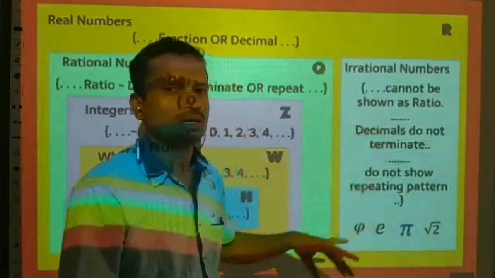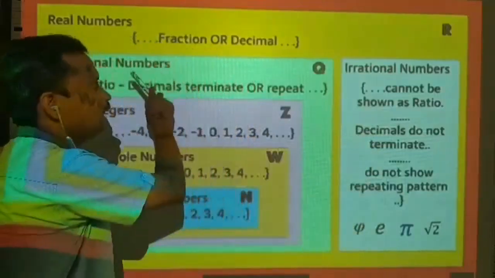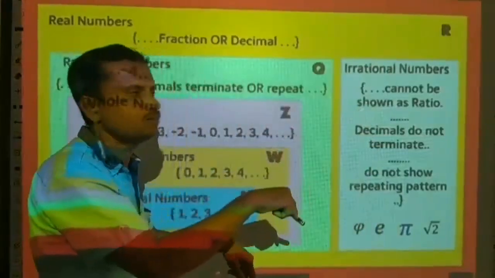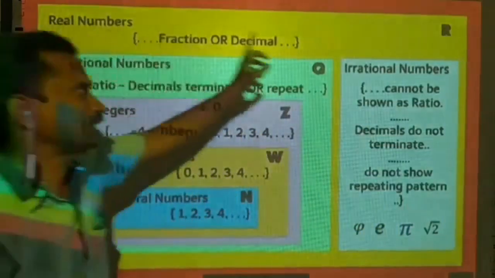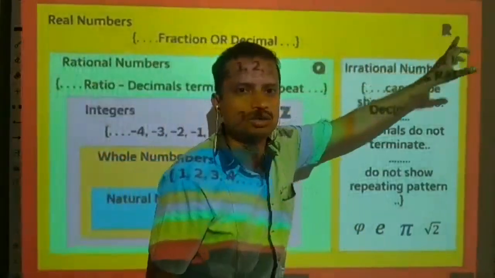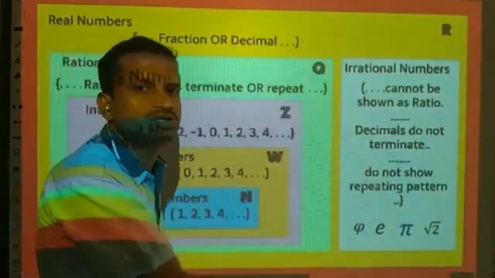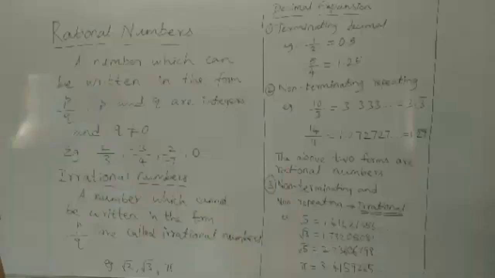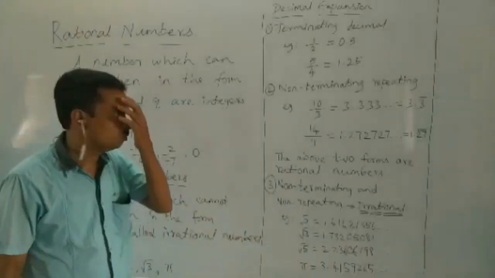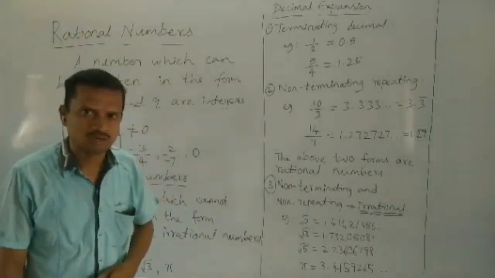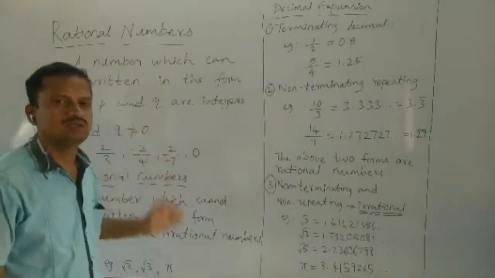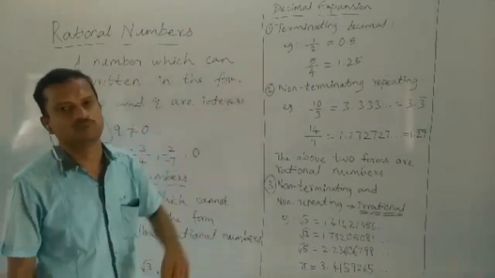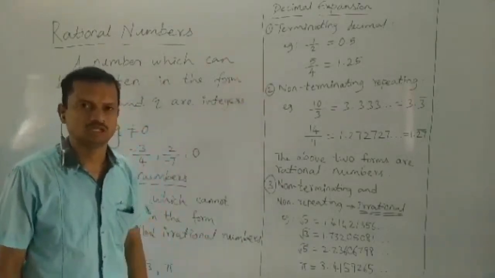So rational and irrational numbers combine to form real numbers, which stand for the capital letter R. So this is the introduction of the number system. Now, after the introduction, we get deeply into rational numbers, irrational numbers and the decimal expansion of both rational and irrational.